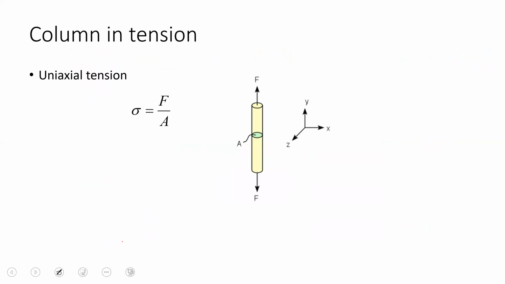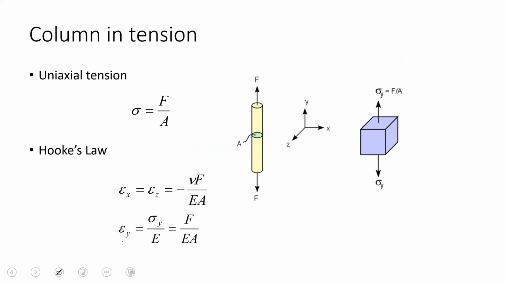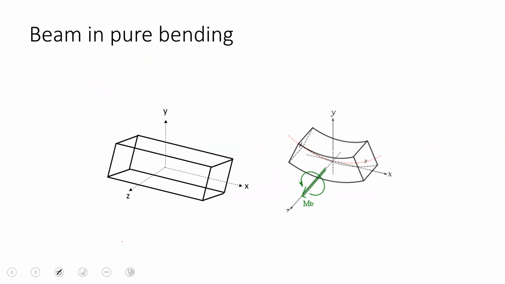So for axial tension, sigma is force per unit area. This is what we have discussed, right? And then this is Hooke's law, how we define this. Then we discuss the bending. This was in chapter 3, right? No, not in chapter 3. This was in chapter 4. Chapter 3 was torsion, right?